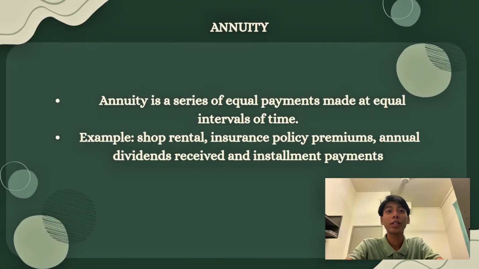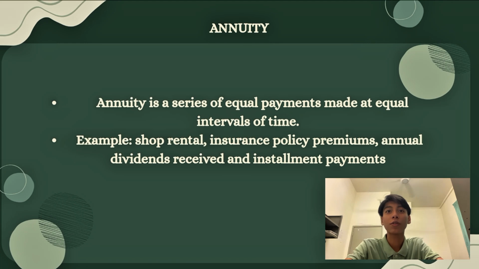Annuity. Annuity is a series of equal payments made at equal intervals of time. For example, shop rental, insurance policy premiums, annual dividend receipt, and installment payment.